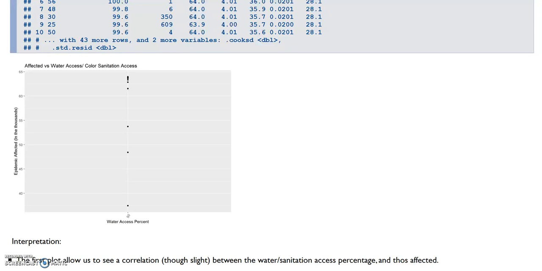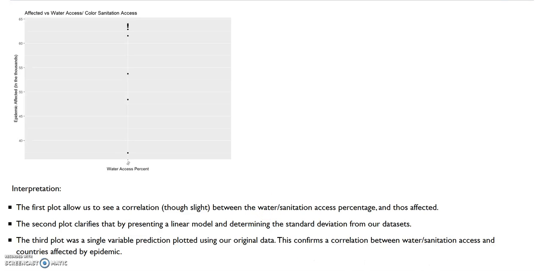So here we created for our single variable the water access percentage at 50, and we were able to see a range of the variables that could have come out of that, though most of them clustered around 63 to 64,000 in count.